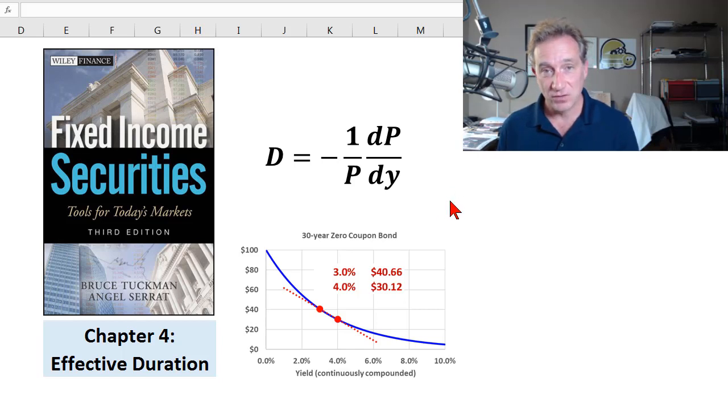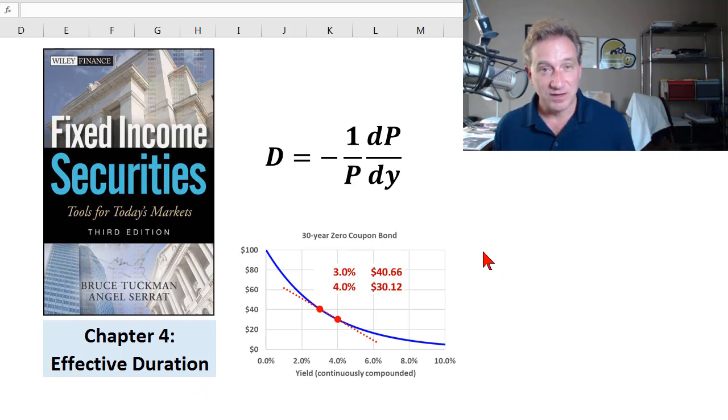Hello, welcome to the next video in my sub-series on fixed income, where I happen to be following the sequence assigned to FRM candidates as we find it in the author Bruce Tuckman. That means I'm currently in chapter 4, and here I'm illustrating the idea of effective duration.